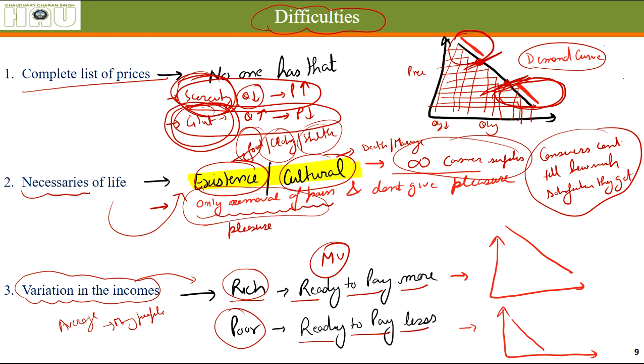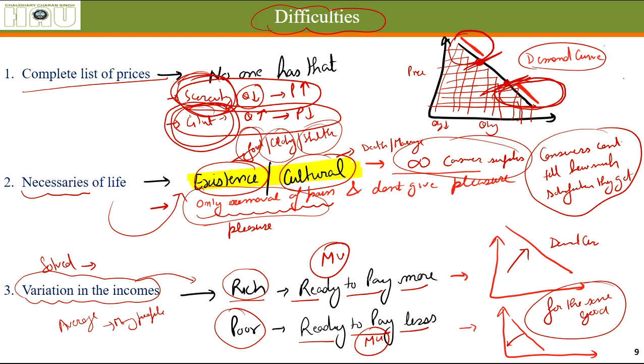That means the marginal utility for the rich can be very high and the marginal utility for the poor can be very low, because as people are rich, their demand curve is on the higher side, and when people are poor, their demand curve is only on the lower side for the same good. So how can we compare consumer surplus for these two people? This difficulty is solved by taking averages.